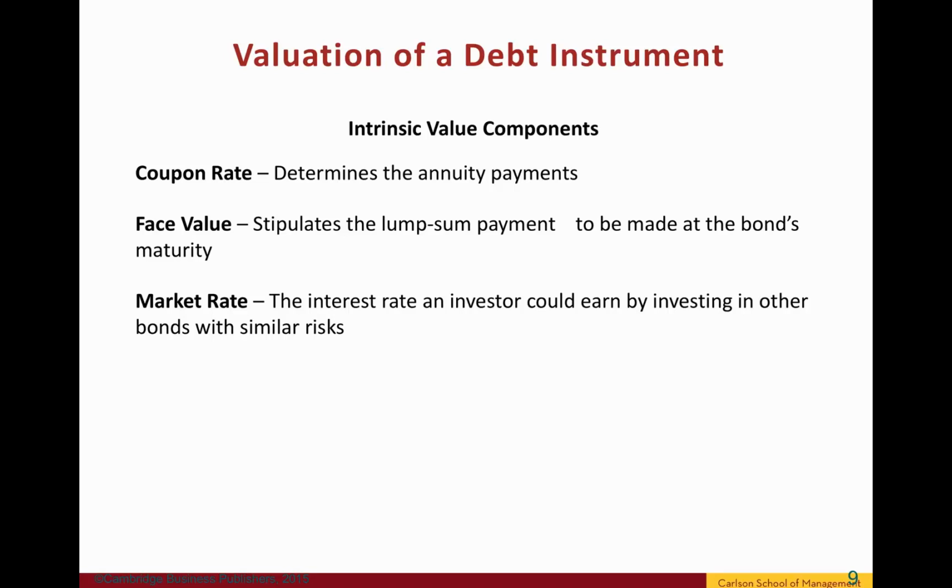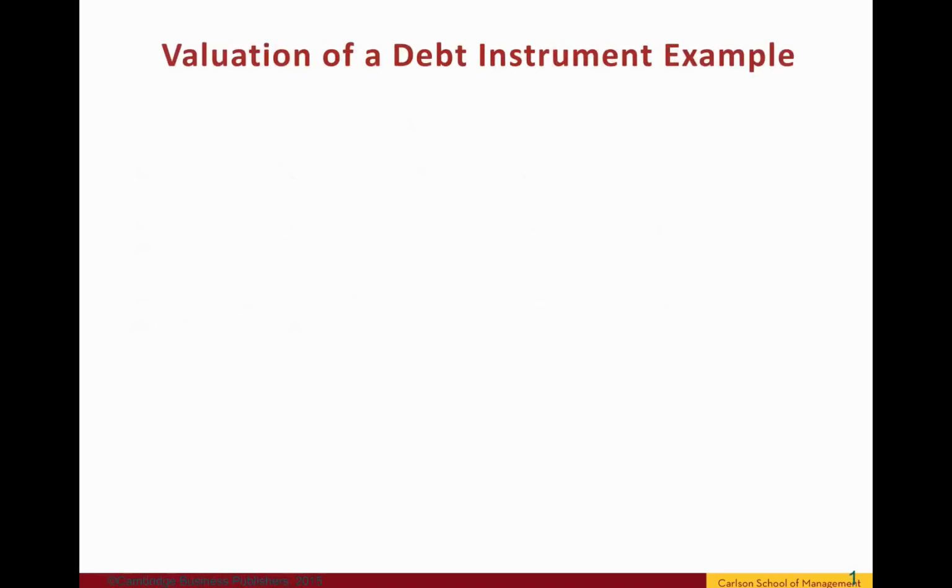So when we're valuing a debt instrument, we're going to look at a few components. We're going to be looking at the coupon rate, which is going to establish the interest rate that we're going to have for a set of payments. We'll have the face value, which is going to be that lump sum payment to be made, for example, at the bond or the debt instrument's maturity. And then we'll have the market rate, which is going to be the interest rate that an investor could earn by investing in other bonds with similar risks. So we're going to be comparing that to our coupon rate to see what an investor is willing to pay to invest in our bond up front.